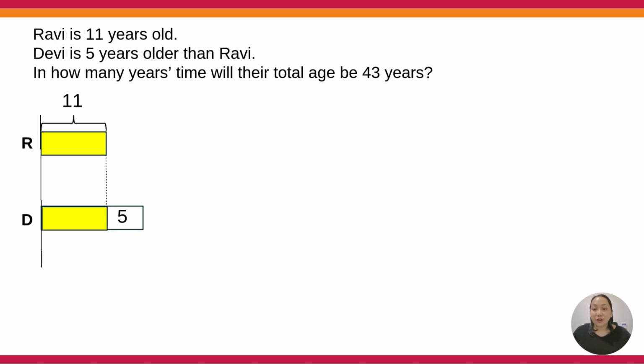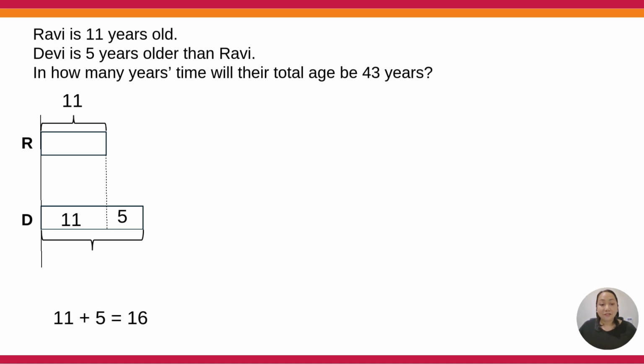Notice that the size of Ravi's bar is the same as the size of that longer part of Devi's bar that I marked yellow. So we can also label that yellow part of Devi's bar 11. Now we can get the age of Devi by simply getting the sum of 11 and 5. 11 plus 5 is equal to 16. Therefore, Devi is 16 years old.